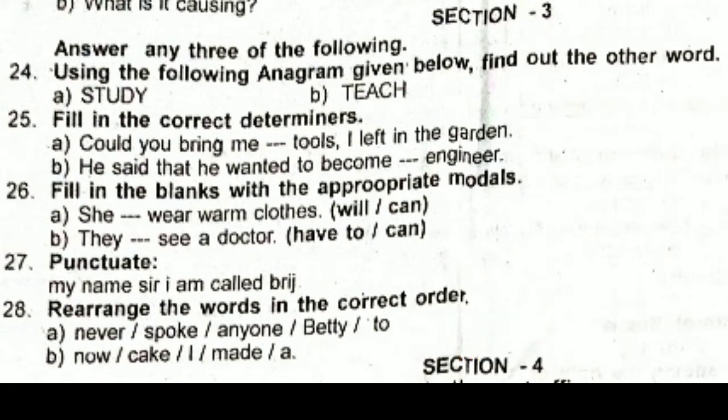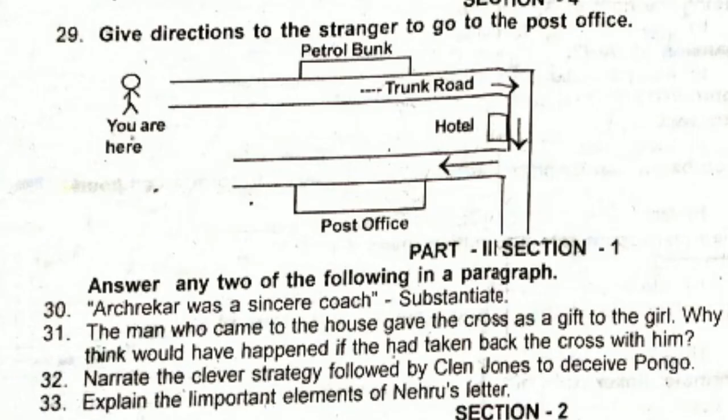Moving on to section 4. 29th question. Give direction to the stranger to go to the post office. So you can see the road, okay? So you are here in the left corner and you have to go to the post office. It's there at the bottom. So how will you go? Go straight. Then afterwards, reach petrol bunk or reach trunk road, you can tell.